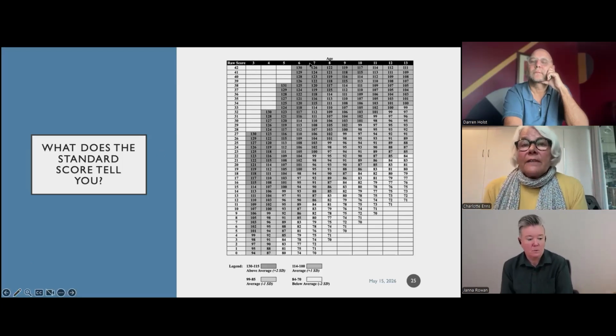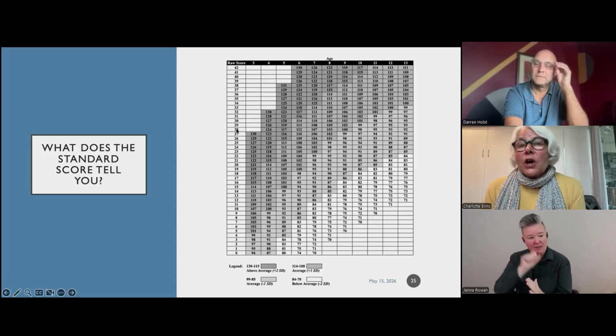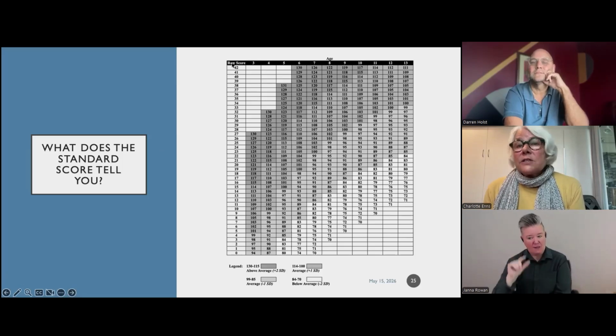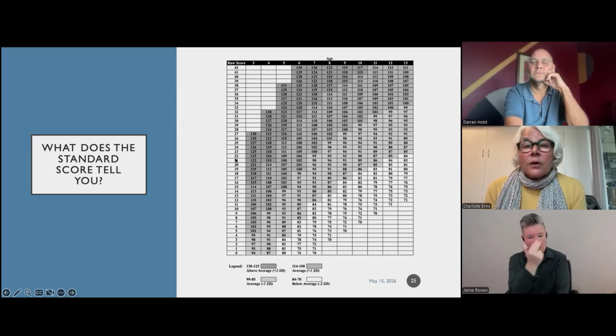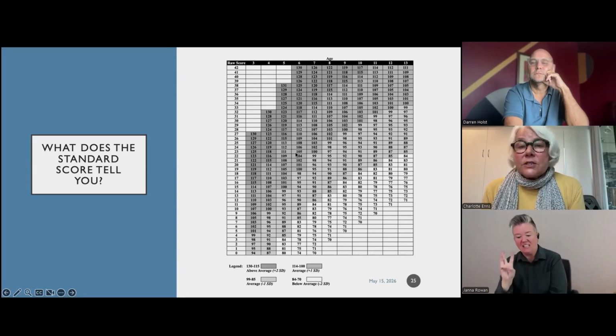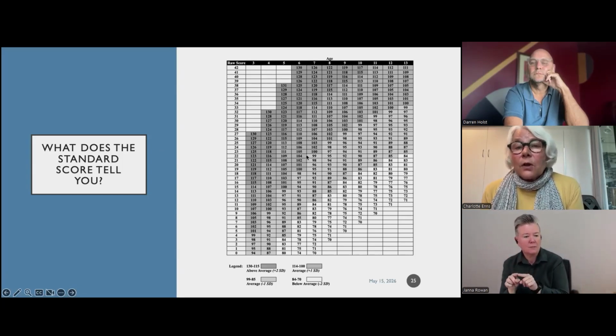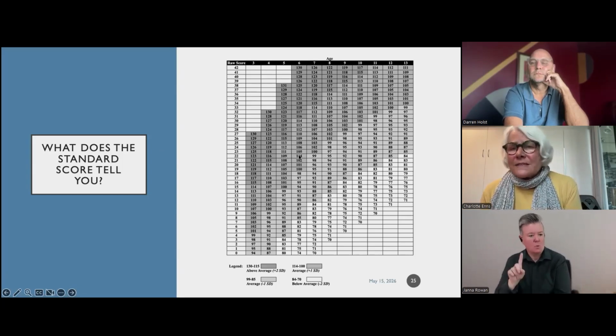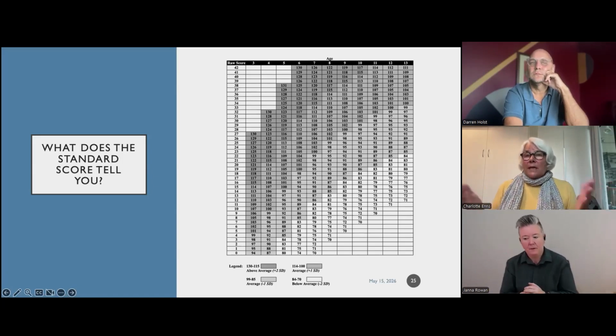So you would find their age at the top of the chart here, from 3 to 13, and then their raw score down the first column, and where they meet. So if it's a 6-year-old child that got 22, you look for where they meet, you follow it right into the middle here. I don't know if you can see my cursor or not, but I'm using my cursor at 104. So what does 104 mean?